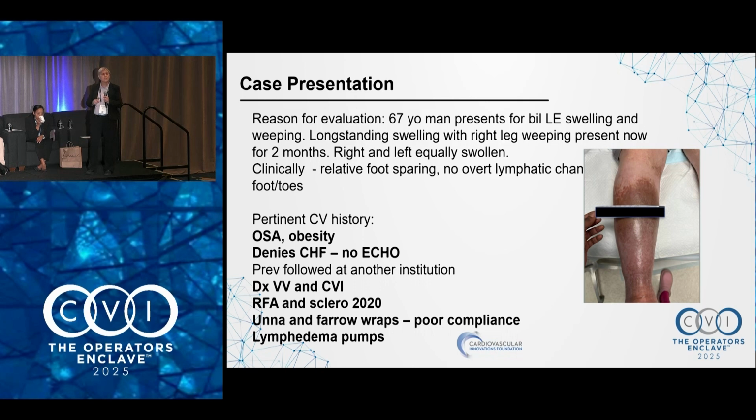He was previously seen and followed at another institution because this is not his first episode of this. He was diagnosed with varicose veins, venous insufficiency. He actually underwent RFA ablation, closure of his saphenous veins, and sclerotherapy in 2020. At that time, he was managed for lymphedema with Unna boots and Farrow wraps, which is a Velcro compression wrap, although he has very poor compliance with these devices, and he was given lymphedema pumps.